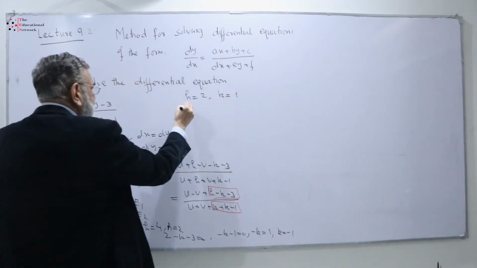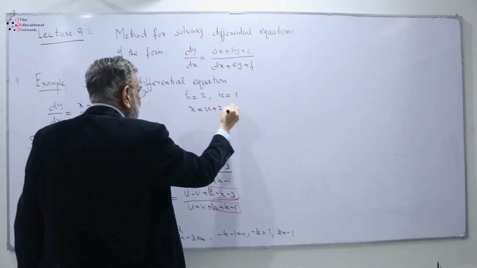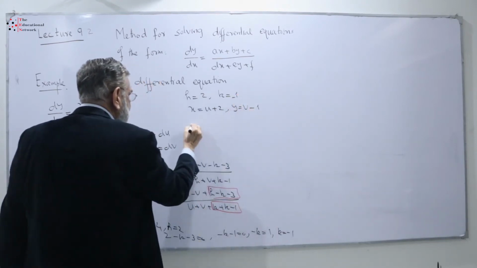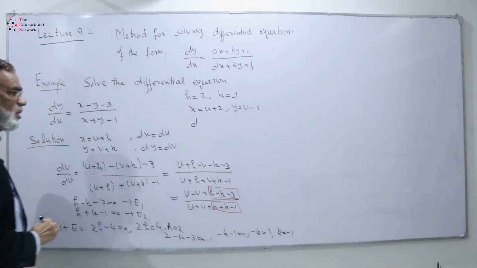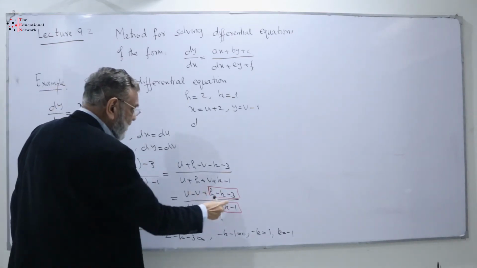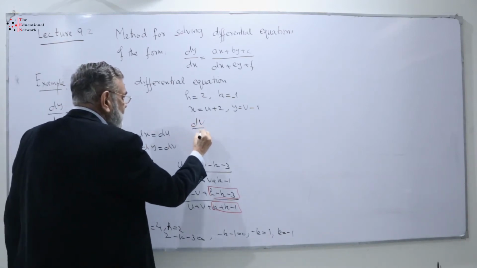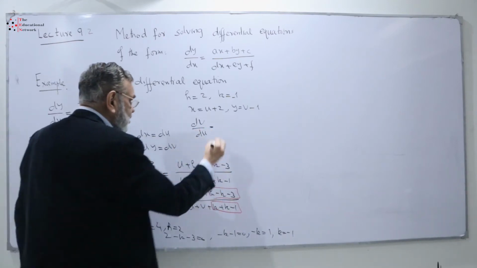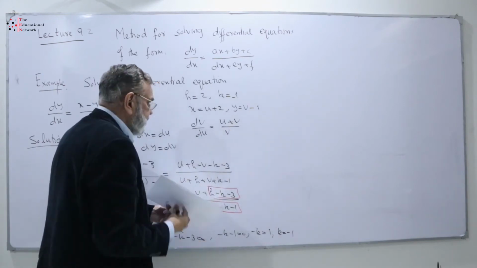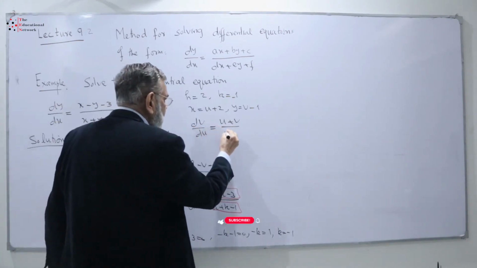So my transformation equation will be x is equal to u plus 2 and y is equal to v minus 1. When we substitute the value of u and v, the values of h and k will be 0. And we get this as my transformation equation. I get dv by du is equal to u plus v over u minus v, and substituting in our equation, we get this.